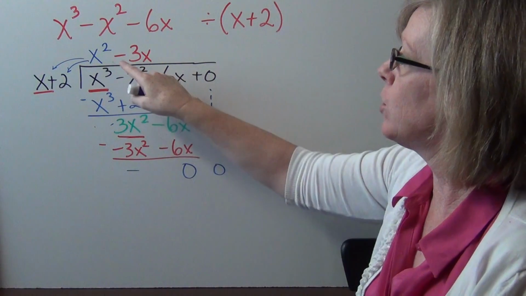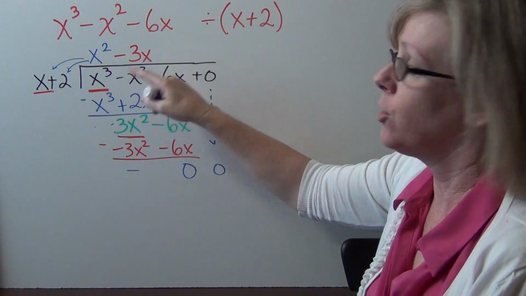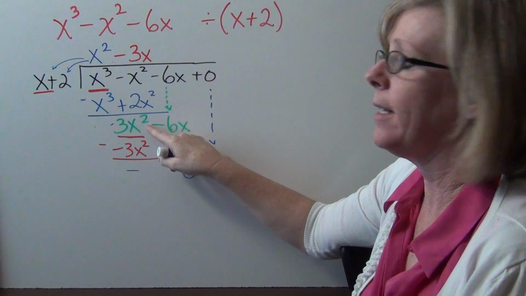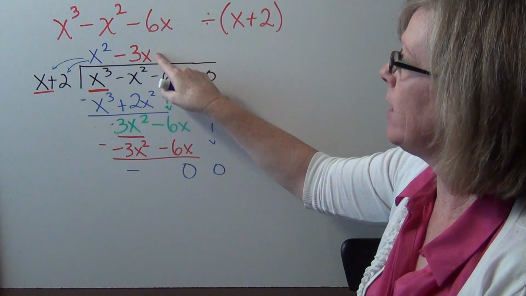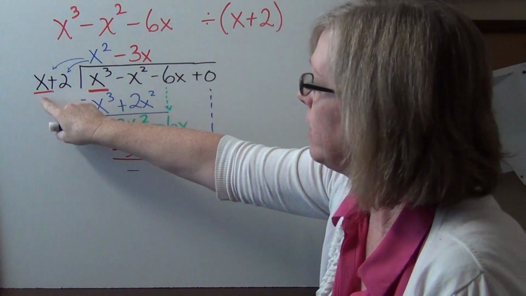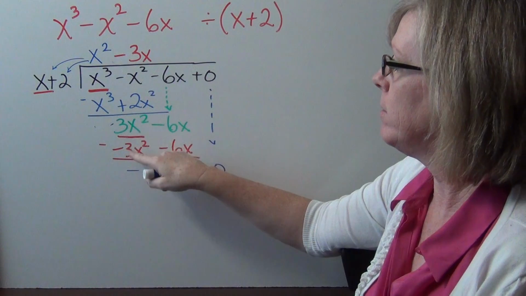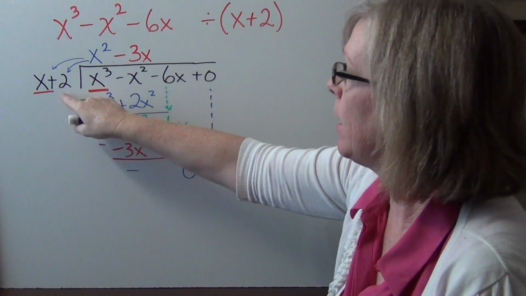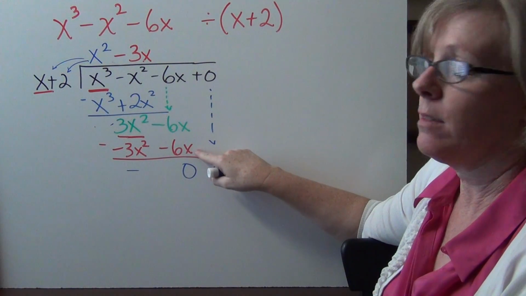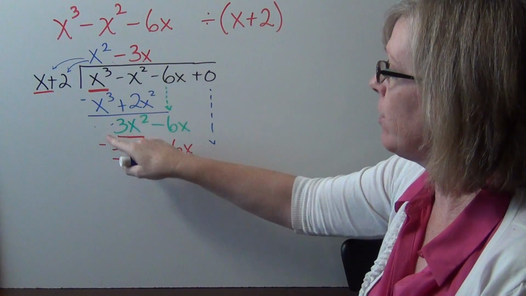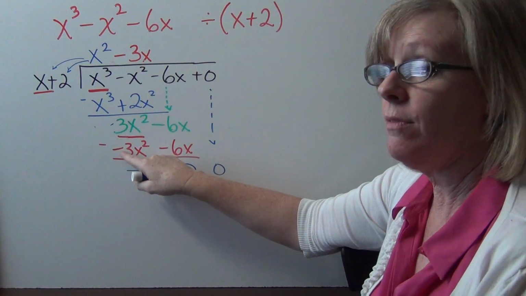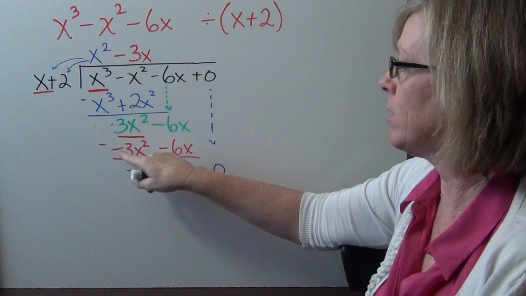squared? And the answer is negative 3x. It's just one exponent down. So I put the negative 3x up here, and now I multiply it. Negative 3x squared. Negative 3 times 2, negative 6x. And now I'm going to say negative 3x minus negative 3x, right? That's going to cancel and make a plus.